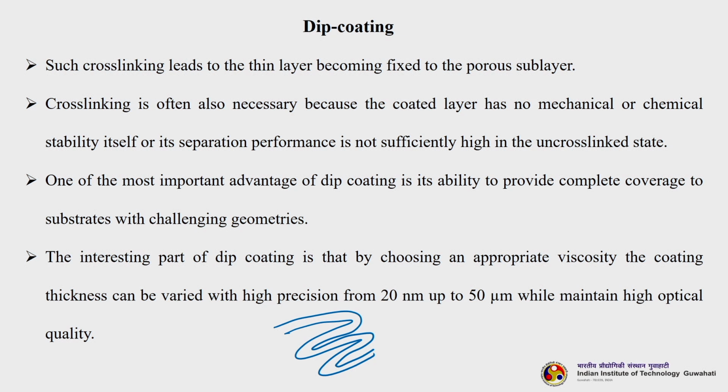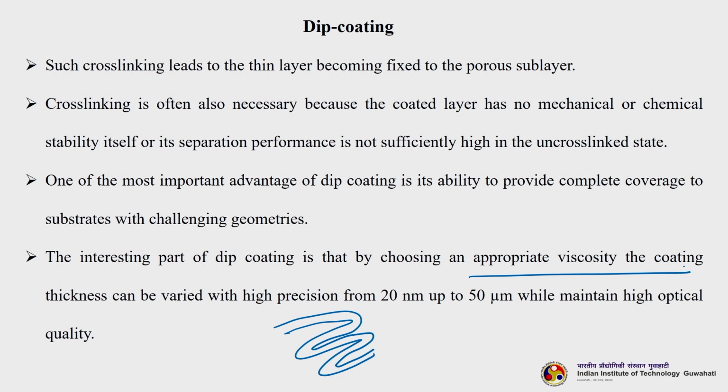So, this entire material I can put in the bath, so it will get coated, then I take it out, and I can go for solvent evaporation, cross linking, some heat treatment or whatever it is. So, the entire substrate material is covered by this process. The interesting part of dip coating is that by choosing an appropriate viscosity, the coating thickness can be varied with high precision from 20 nanometer to 15 micron while maintaining high optical quality. So, you have to choose an appropriate viscosity of the coating material.